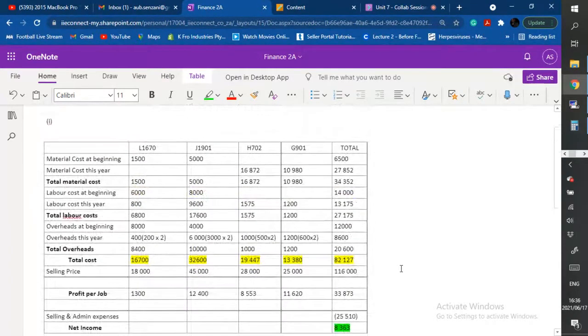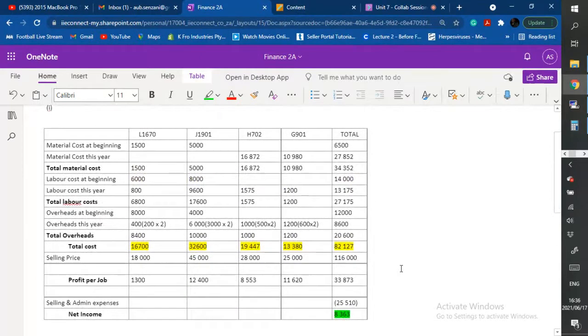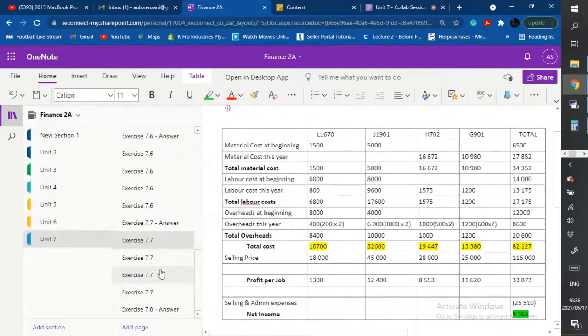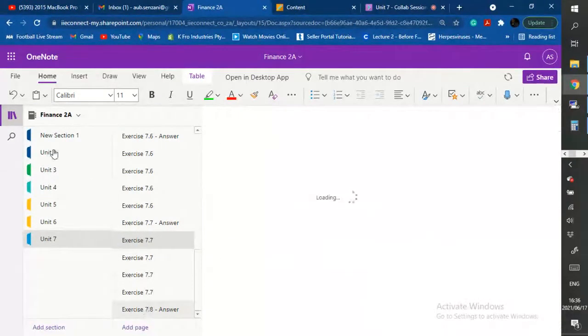And guys, that is your financial management 2A done and dusted. We have finished this off. Guys, I'd advise that you do exercise 7.8 in your own time. It's a good exercise, but it's literally just your comprehensive income statement. I'll show you the answers here quickly. You're not going to do it, but I'll just show you the answers. It's the comprehensive income statement for each.